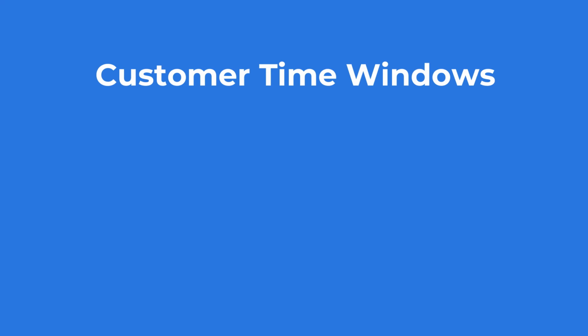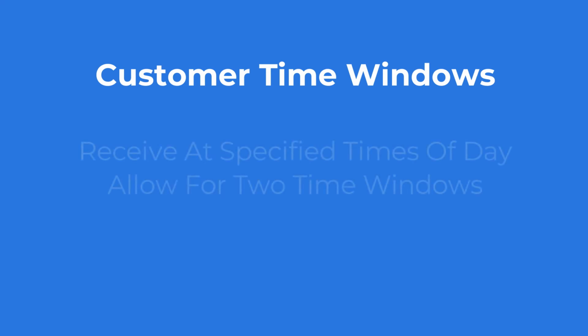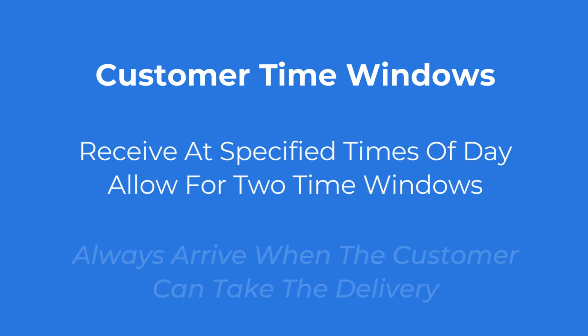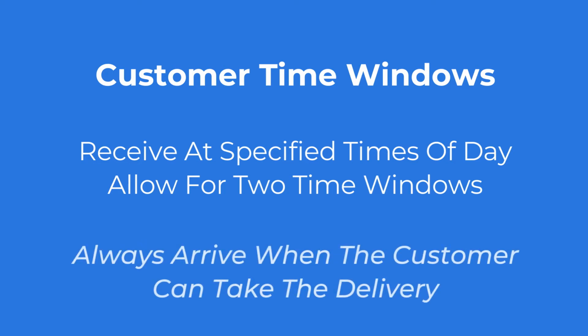Customer time windows. Some customers may receive a delivery only at specified times of the day. And some of these customers may have more than one available time window. For example, a customer with a busy lunch hour may receive from 8 o'clock until 11 o'clock and 1 o'clock until 4 o'clock only. Strategic Movements supports 2 time windows each day. Route optimization must plan routes to arrive only when the customer allows a delivery.